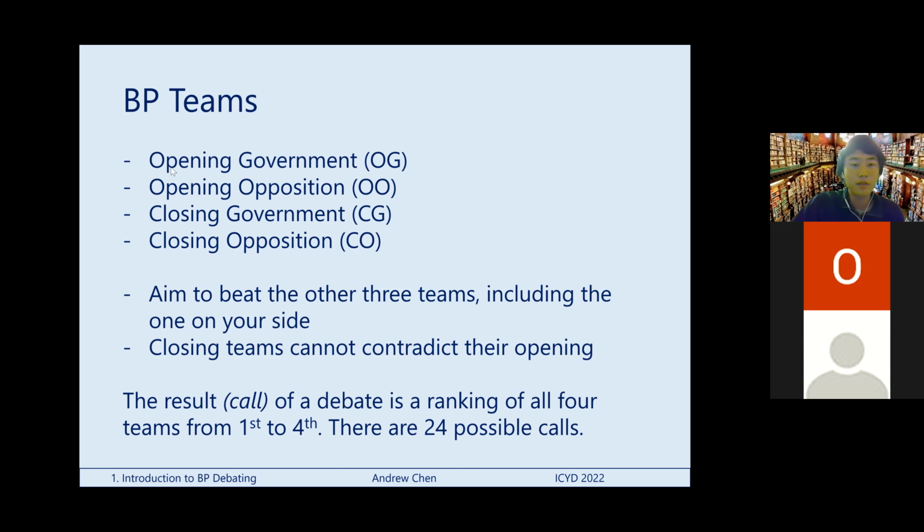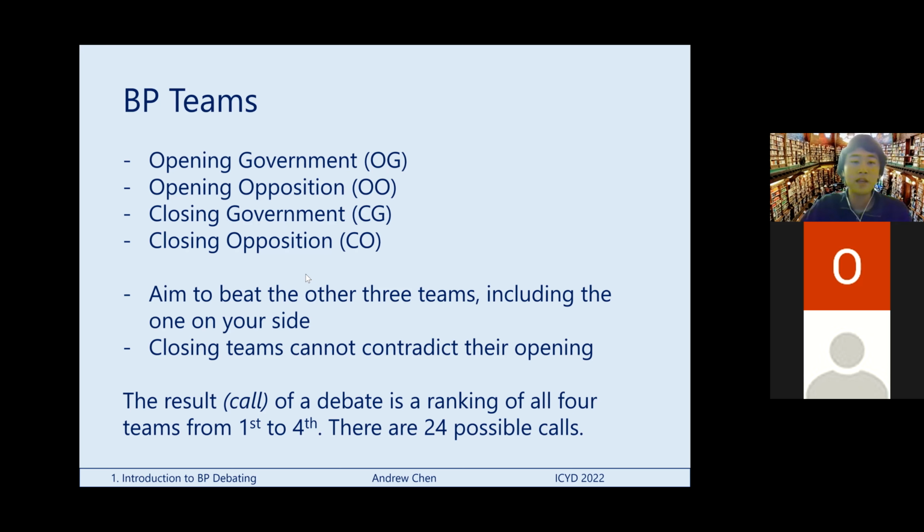So the first team is called Opening Government, which we write OG for short. Then we have Opening Opposition, OO for short, Closing Government, CG for short, and Closing Opposition, CO for short. As we've noticed here, there are two government teams who argue for the motion and two opposition teams who argue against the motion. There are also two opening teams, which are on the first half of the debate chronologically, and two closing teams who are in the second half of the debate chronologically.